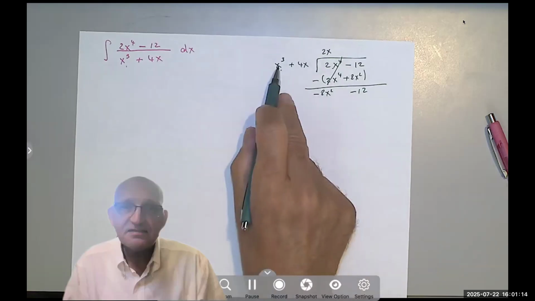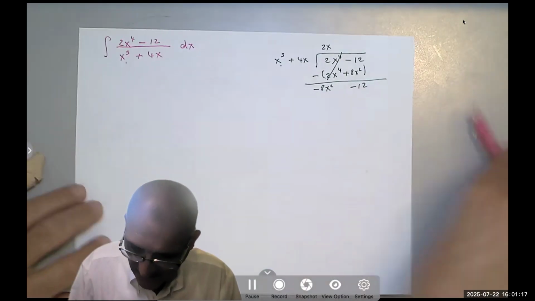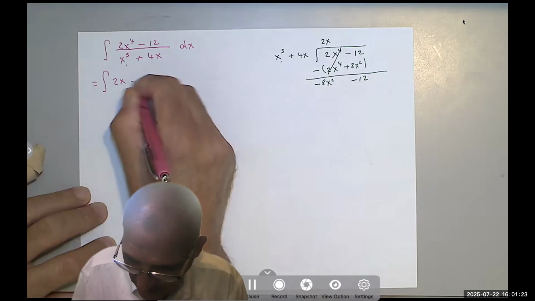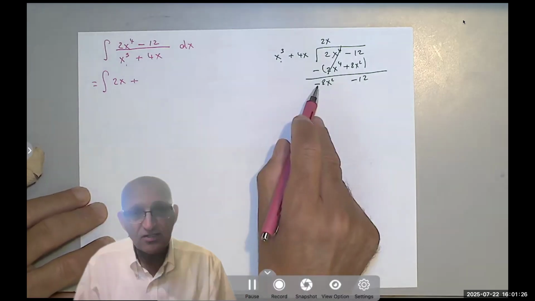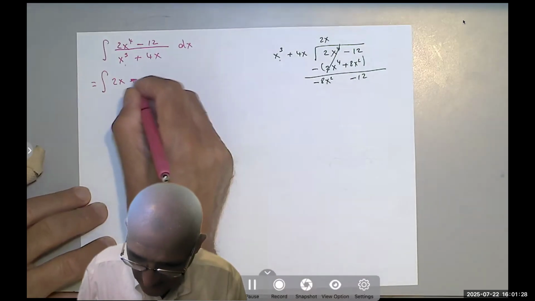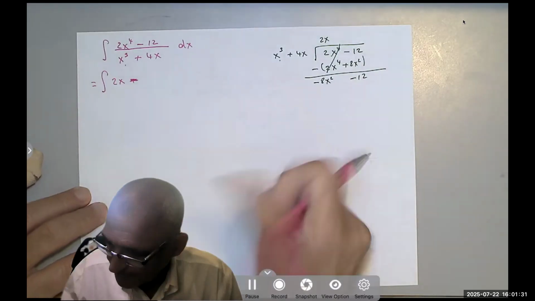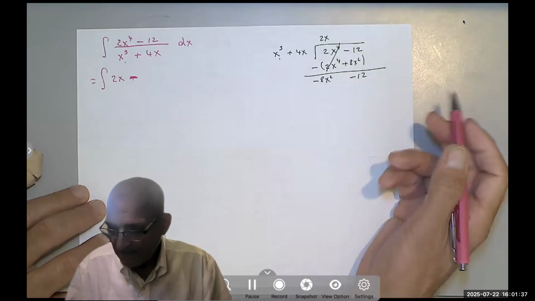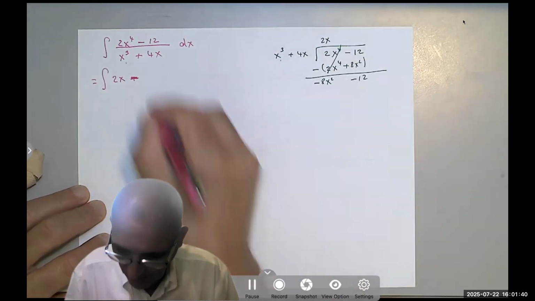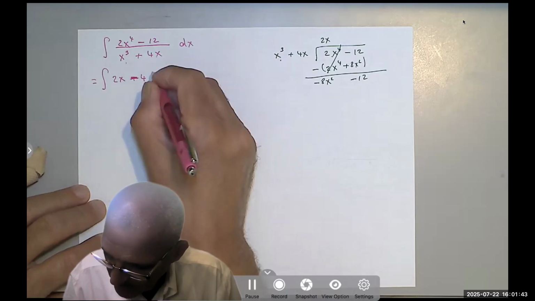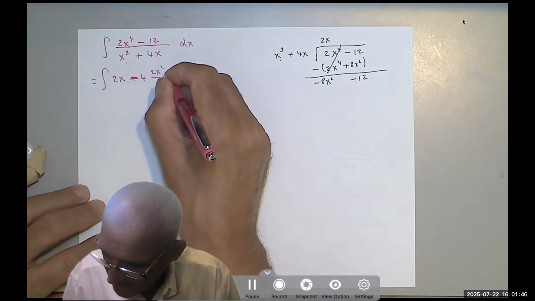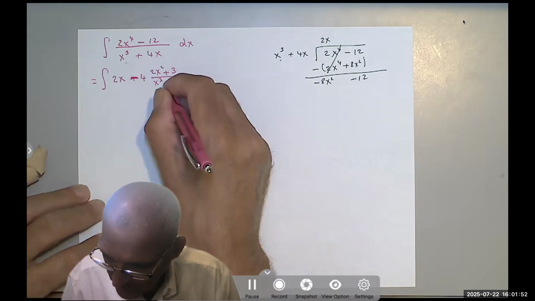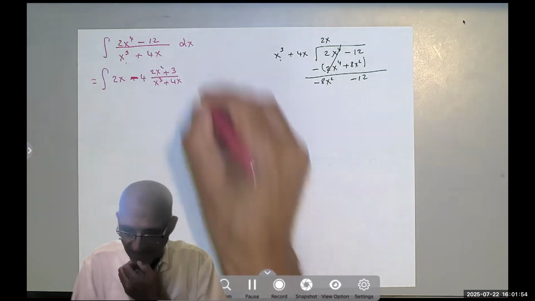Since this is less than that, you stop and you say this would equal the integral of 2x plus, in fact, minus, because both are negative. So minus, in fact, I can factor even 4, right? Because 8 and 12. So minus 4 times 2x squared plus 3 over x cubed plus 4x dx.